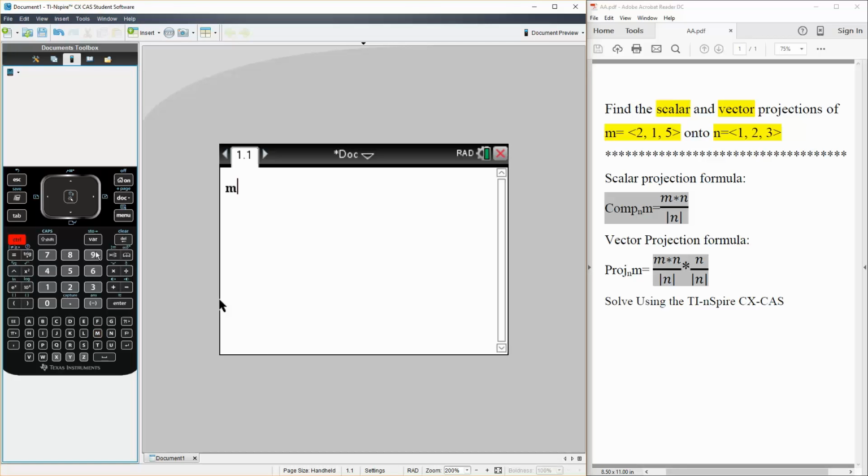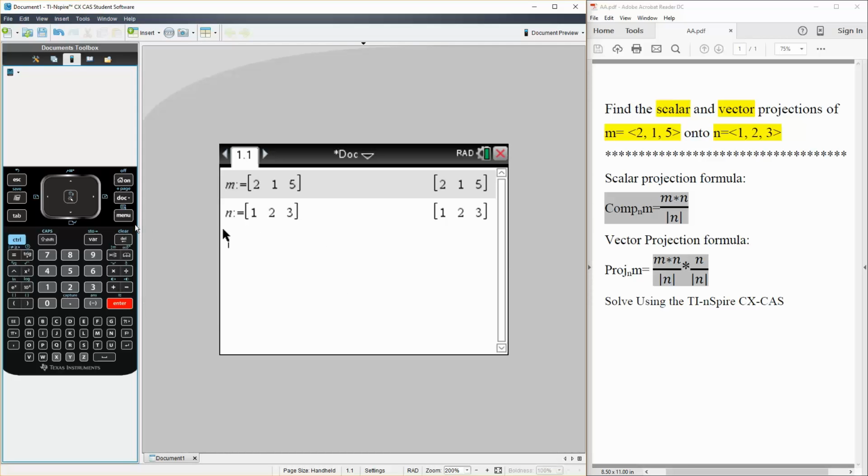So the first thing we want to do is define m. So m is defined as, we use square brackets for vector. So we have 2, comma 1, comma 5, and then we do n. So n is defined as square brackets. So we have 1, comma 2, comma 3. And now we want to find the scalar projection.